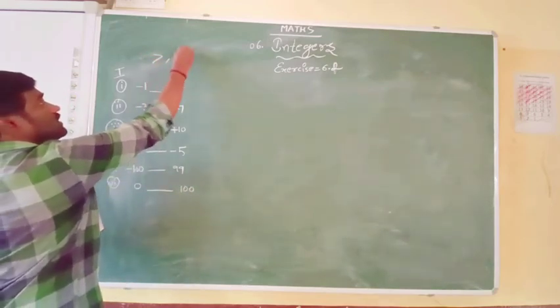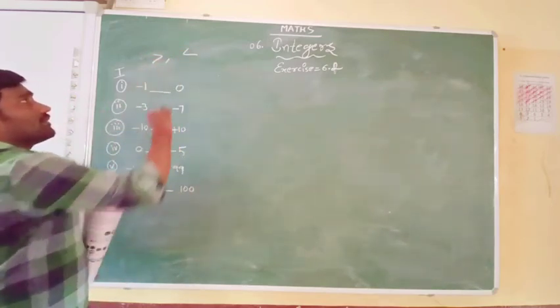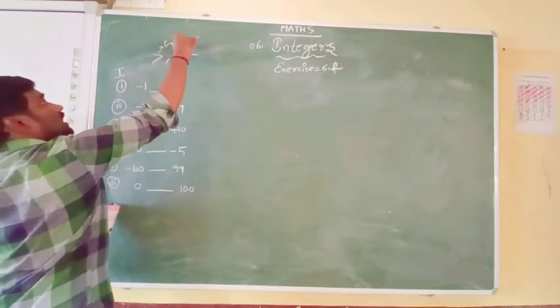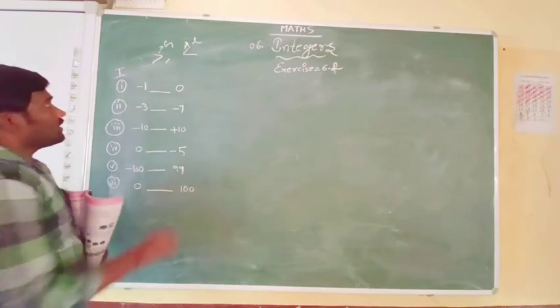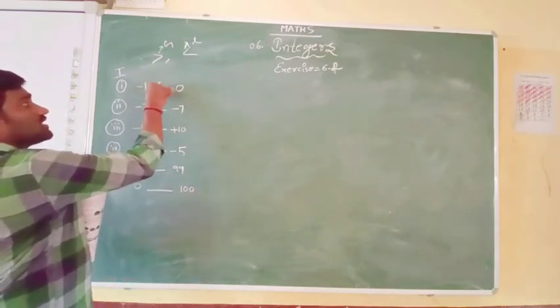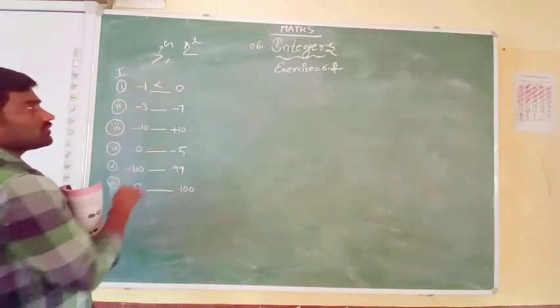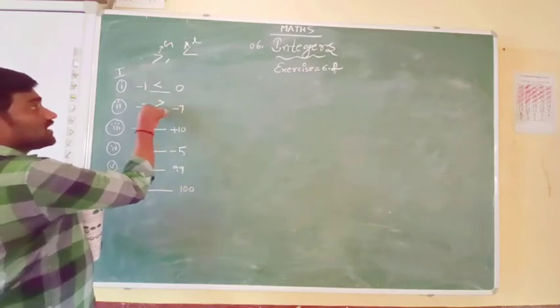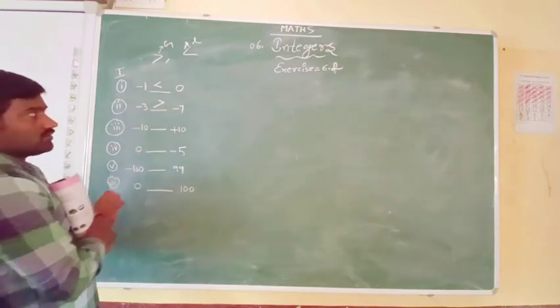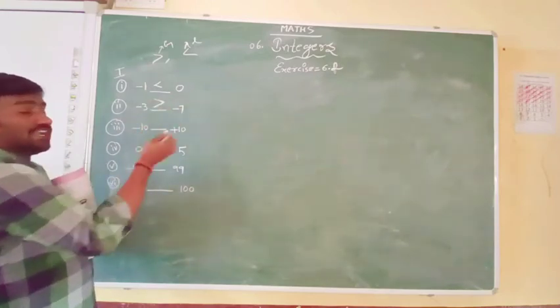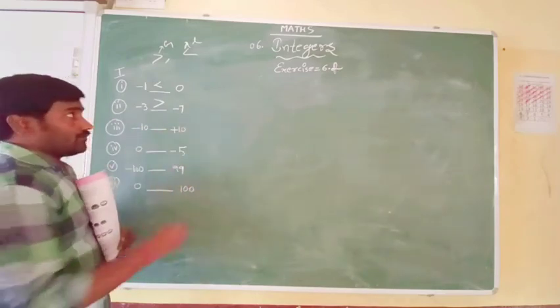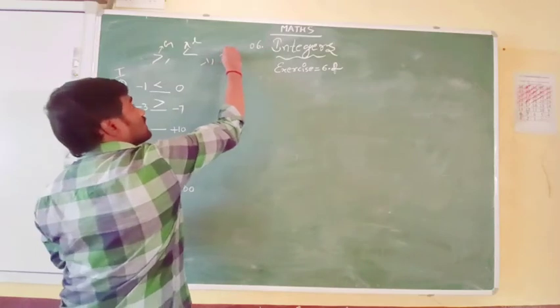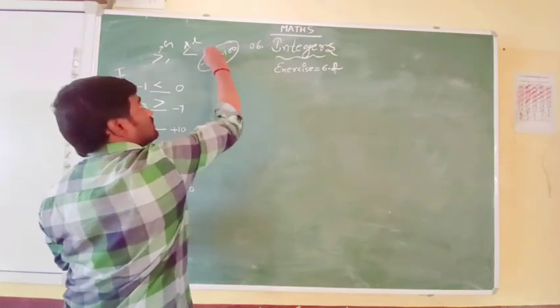It is the greater than symbol, it is the less than symbol. Okay, this is a greater than symbol and this is less than symbol. Okay, -1 is less than 0. -3 is greater than -7. In negative numbers, the smaller number will have greater value. So -1 is the greater number or -100 is the greater number.